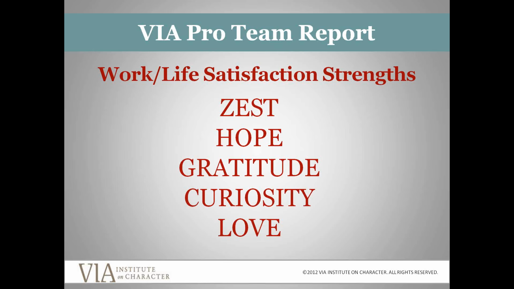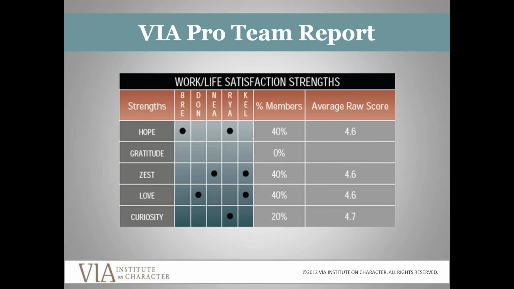This table shows which of these life satisfaction strengths each team member is high on, what percentage of the entire team has each of these character strengths among their top strengths, and the raw average score across all team members for each of the life satisfaction strengths. Similar to a previous graph, you can see that it is possible for few team members to have one of these strengths in their top strengths, while the team's average can be fairly high.